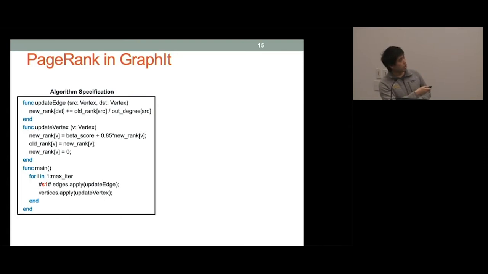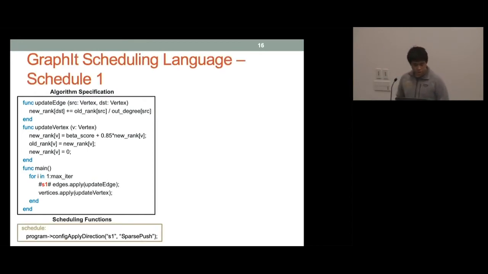There's this label here, S1, which is going to be used by the scheduling language to specify how we're going to optimize this program here. So here we have a scheduling command known as config apply direction, and we're going to refer to this label here, S1, and we're going to specify what direction we want to do this edge apply operator in. And sparse push corresponds to taking all of our vertices and pushing our PageRank values to our neighbors. So it's doing a random write to the PageRank values of our neighbors.